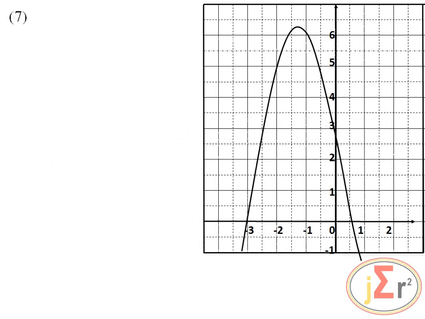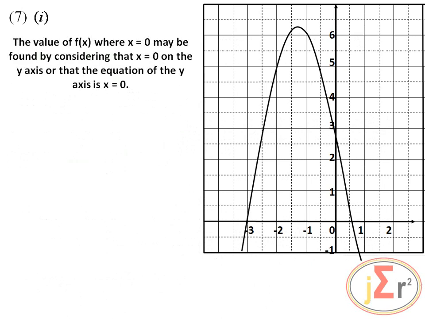Here we have a graph, and we are required to use that graph in answering number 7. The value of f of x where x is equal to 0, that is what we need to determine. So the value of f of x where x is equal to 0 may be found by considering that x is equal to 0 on the y-axis, or that the equation of the y-axis is x equals 0.